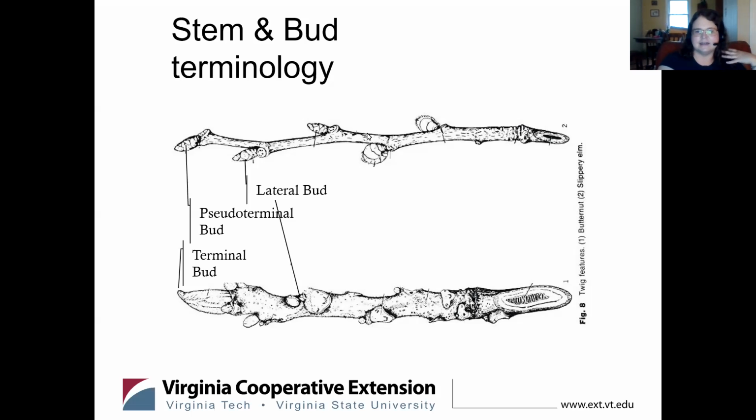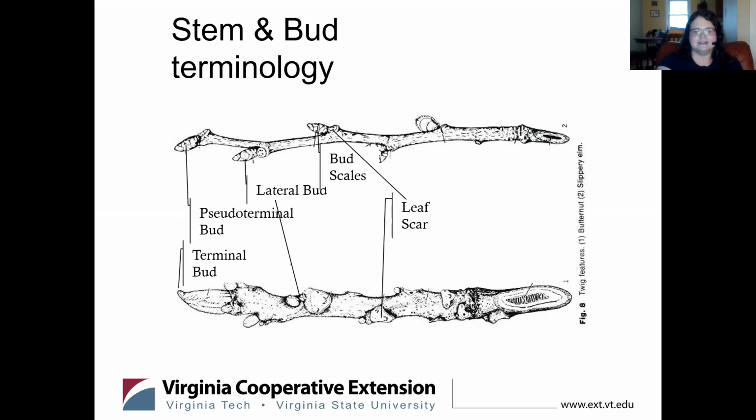As you can see on this elm, it has an alternate leaf arrangement because there's not a bud directly across from it. Same with the butternut. The buds are not directly opposite, so it's an alternate arrangement. Bud scales, that's a protective coating around the bud. That name's pretty evident for what it is.